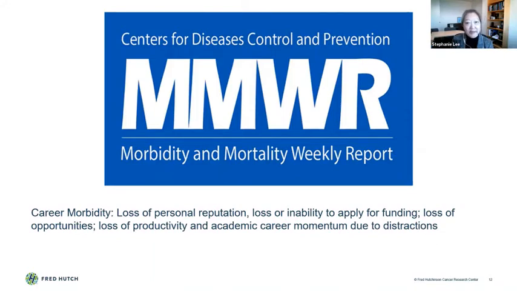It can result in loss or inability to apply for funding, loss of opportunities. If you want to be on a guidelines panel, sometimes if you have conflicts, you're not allowed to serve on that panel. And perhaps not always recognized, there can be loss of productivity and academic career momentum due to distractions that are your conflicts. It can also result in career mortality. There are examples of people who were terminated for conflict of interest. You can also have FDA disqualification, which means you're not allowed to be an investigator on anything related to the FDA.